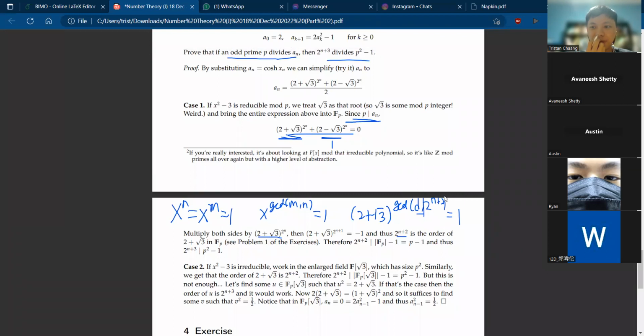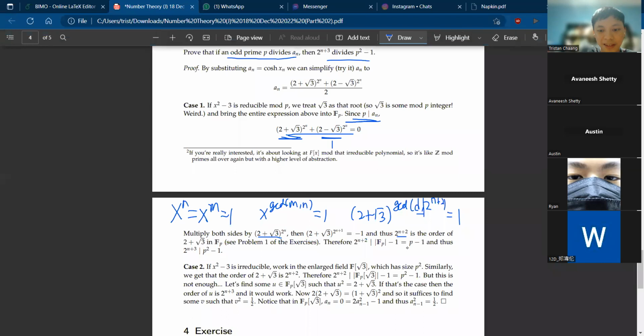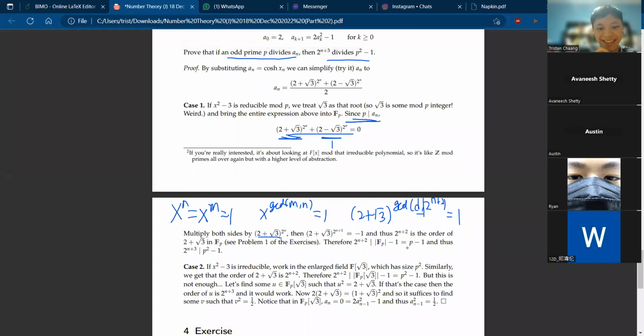But can it be a smaller power of 2 than 2^(n+2)? No, because if a smaller power worked, that means its power to the 2^(n+1) would never be minus 1 anymore. It will be 1 if the order were a smaller power of 2. That thing will become plus 1, not minus 1. So hopefully you can get that. So 2^(n+2) is the order of 2 plus square root 3 in F_p.